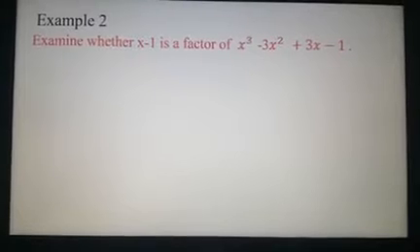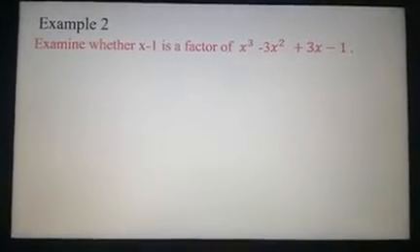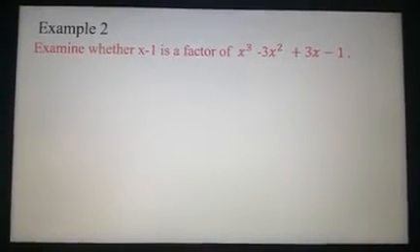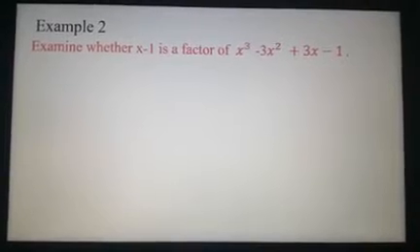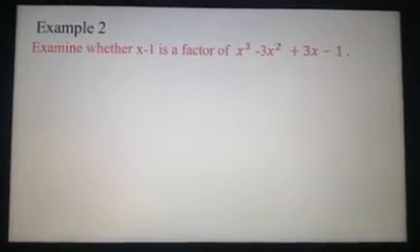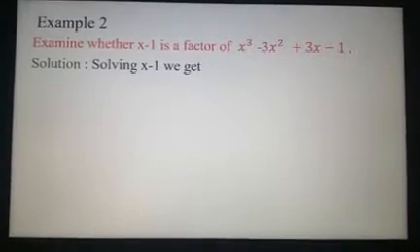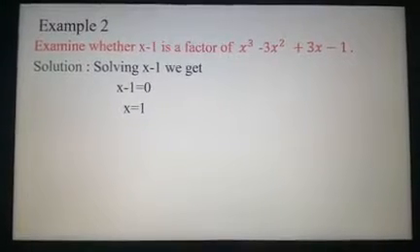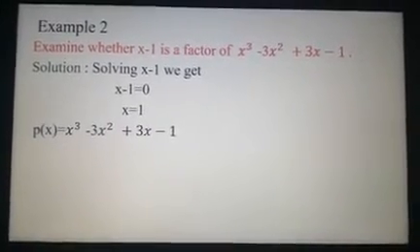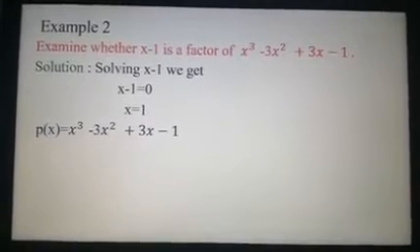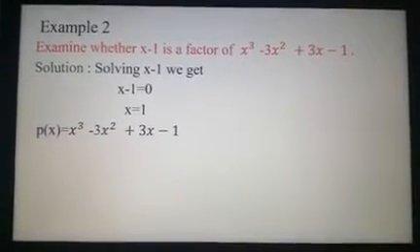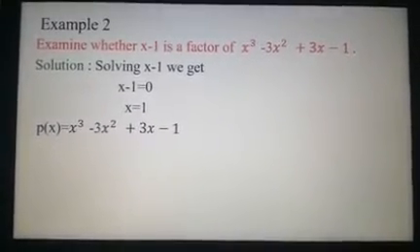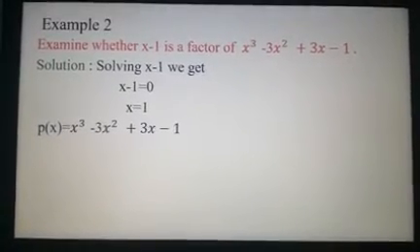In this case, the given polynomial is a cubic polynomial. Whatever the polynomial is, you have to concentrate on the factor that is given to you. Solve the value for x very carefully and then substitute back. So solving x minus 1, we are going to get the value of x as 1 in this case. So what is p of x? P of x here is x cube minus 3x square plus 3x minus 1. The value of x here is 1. So let me substitute x is equal to 1 and check whether that is equal to 0.